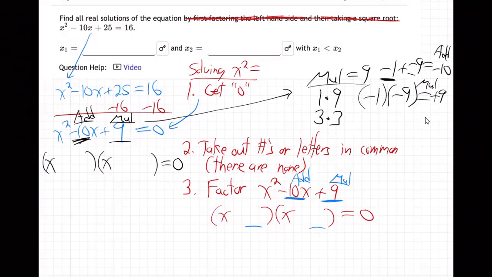That's the pair. Negative 1 and negative 9. They'll add to be negative 10, but 2 negatives multiply to be positive, don't they? So it's negative 1, negative 9. Everybody seeing that? Because they will add to be negative 10, and they will multiply to be positive 9. Okay, so then what do you do in step 4?